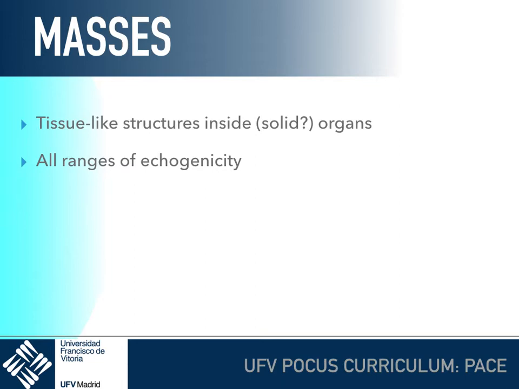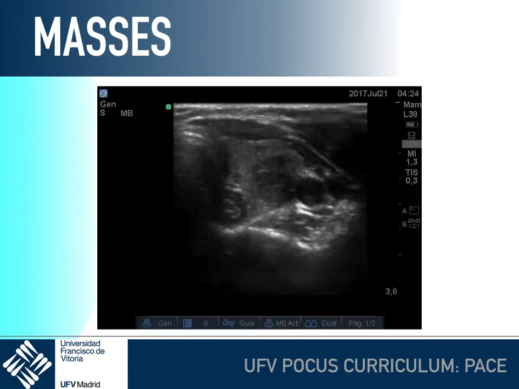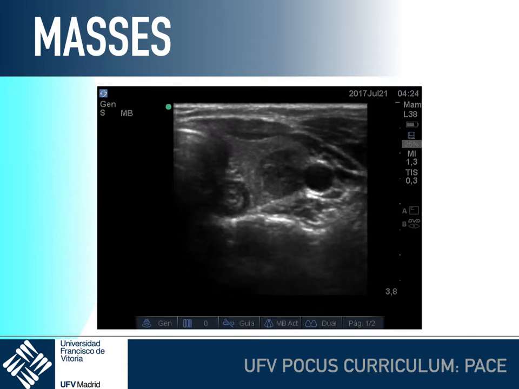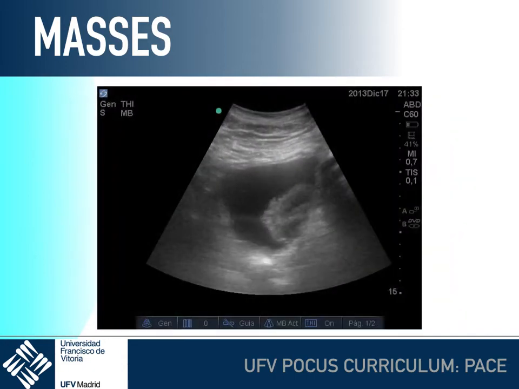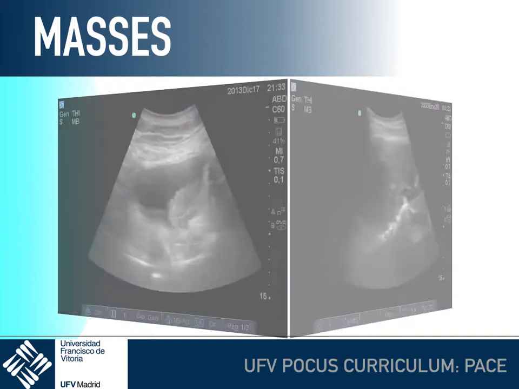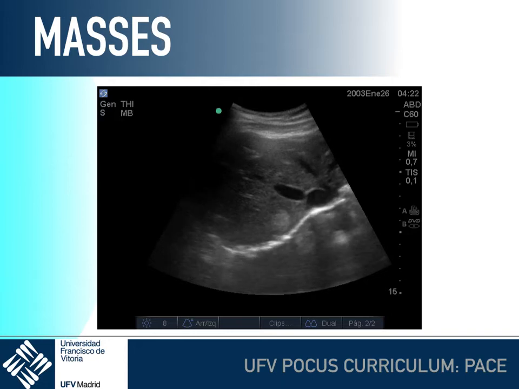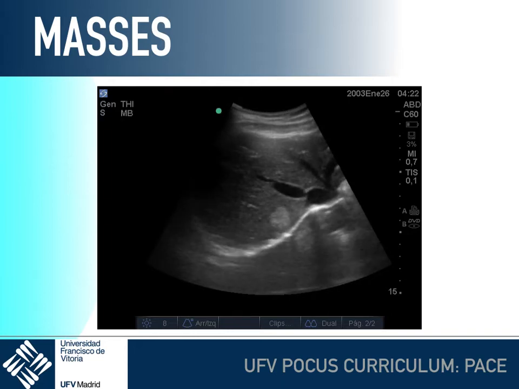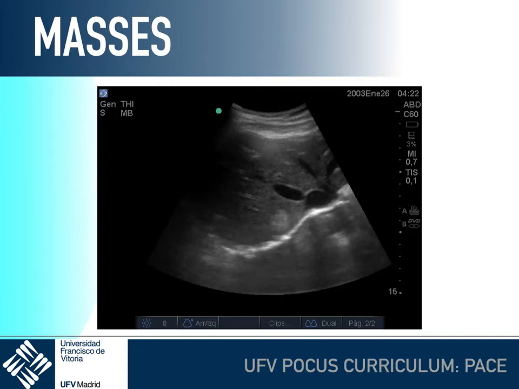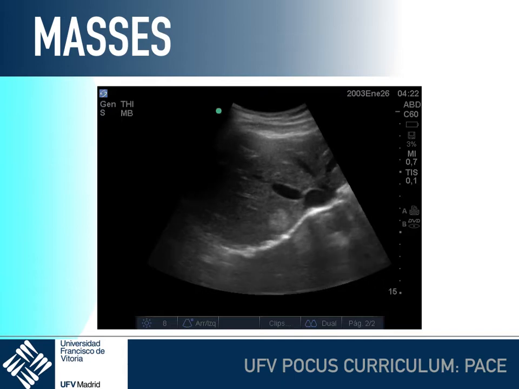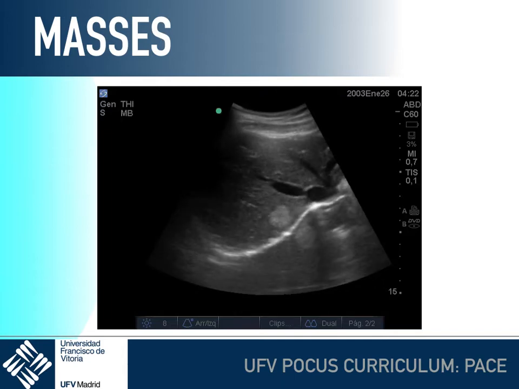The masses can have all ranges of echogenicity. Like in this example, we are evaluating a hypoechoic mass inside the thyroid left lobe. This is a mass as well, which is kind of isoechoic, inside the bladder. And we have a mass here in this image, which is hyperechoic. It's inside the liver. And there's a mirror artifact associated with this image, in which we are seeing what looks like two structures, but the second one, which is above the diaphragm, is just an artifact.